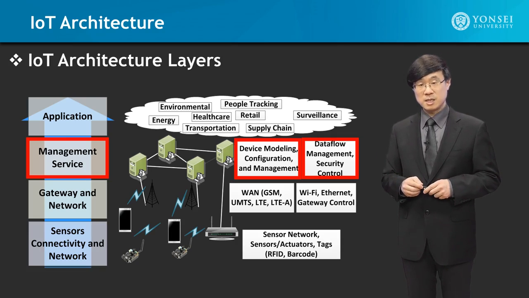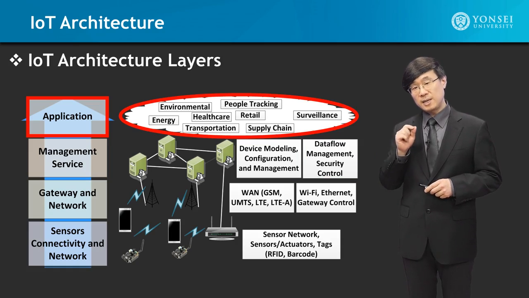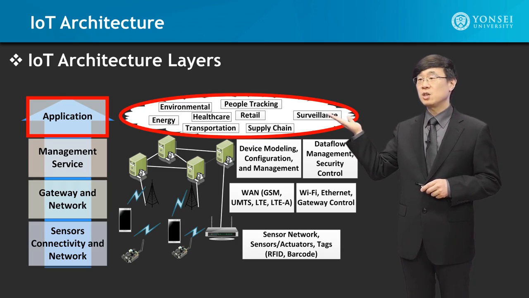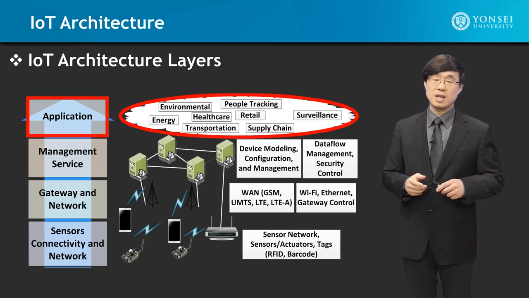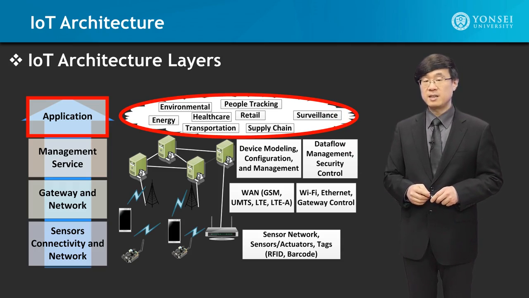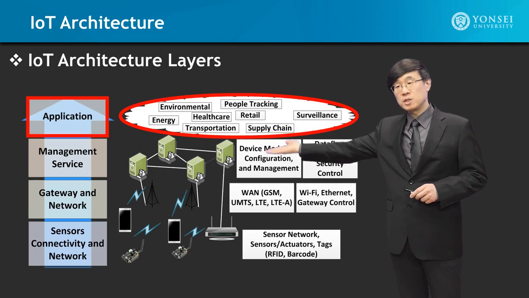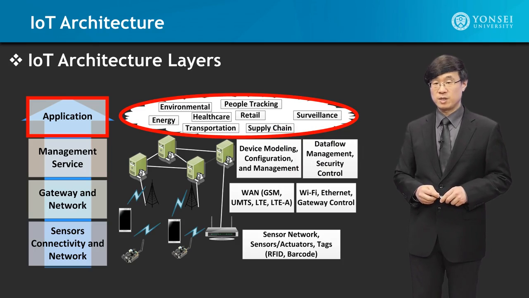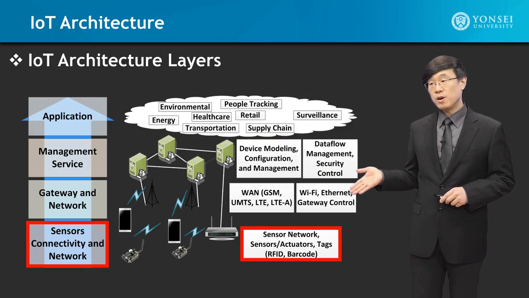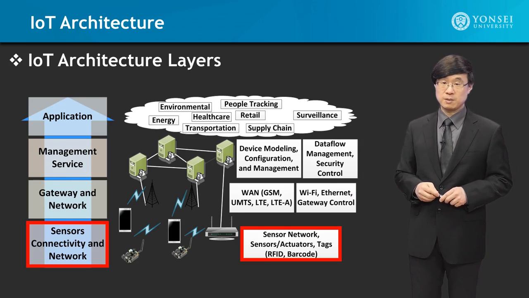All of this exists to support the direct needs requested by the application layer, in which environmental monitoring, people tracking, retail, healthcare, energy, transportation, supply chain, and various other things are supported and needed. These technologies are supported by those layers, grouped together, to provide overall IoT network services. We'll first focus on the lowest layer and then move up, looking into further details.